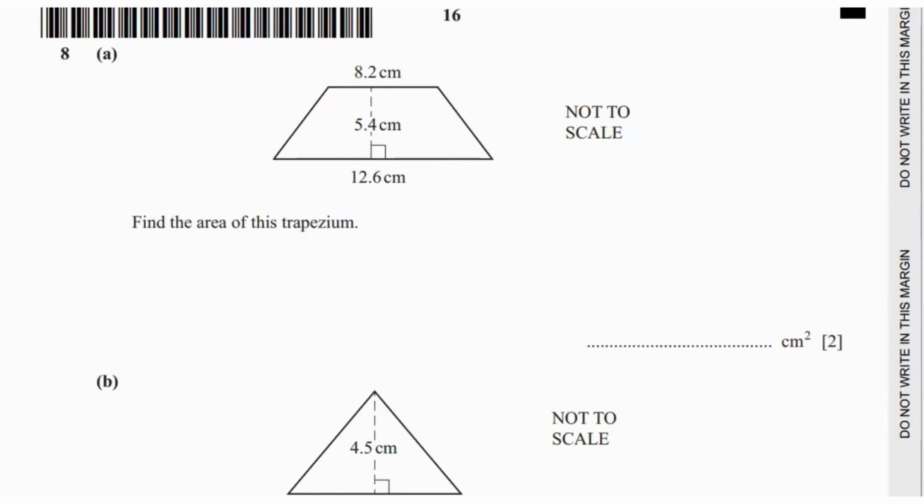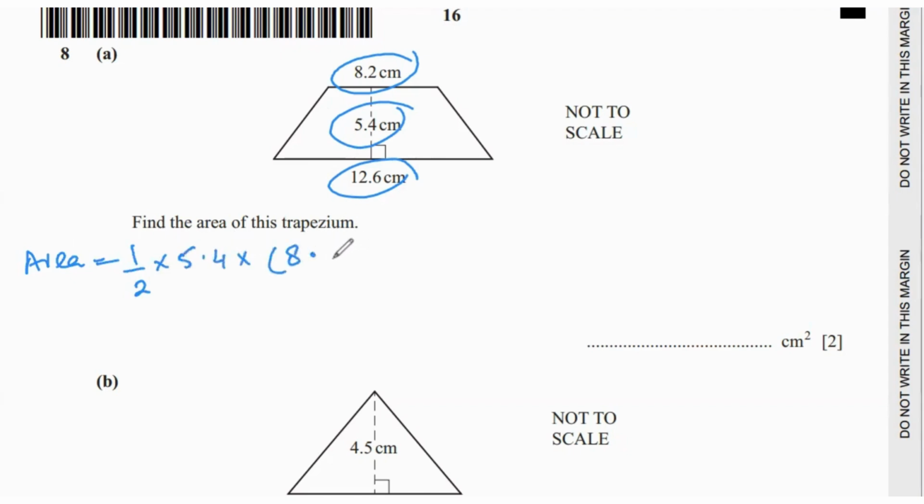Question 8, it says find the area of the trapezium. So they've given the parallel sides and the height. Area is going to be 1 over 2 times the height, which is 5.4, times the sum of parallel sides, which is 8.2 plus 12.6. And that is going to give us the answer of 56.16 centimeters squared.